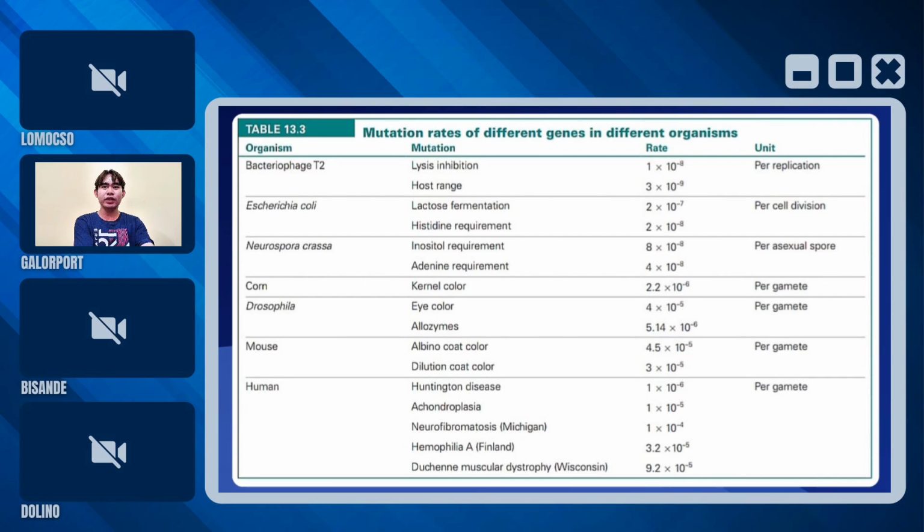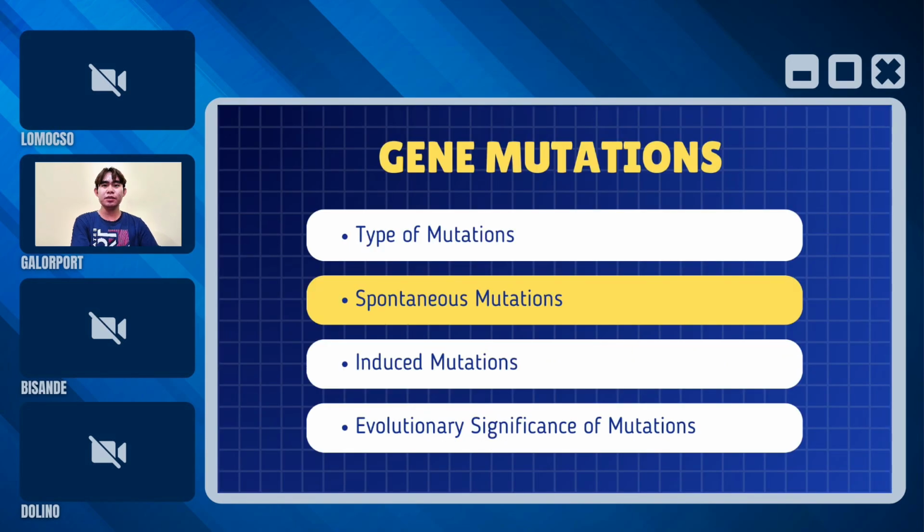For instance, the mutation rate of Duchenne muscular dystrophy in humans is about 9.2 times 10 to the power of negative 5, which is much lower compared to hemophilia A with about 3.2 times 10 to the power of negative 5 per gamete, according to the table presented. Now we are done discussing the types of gene mutations.